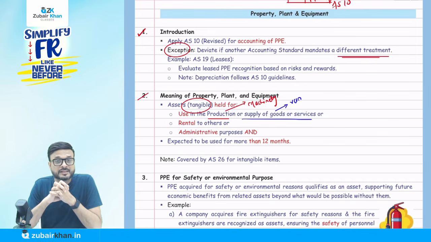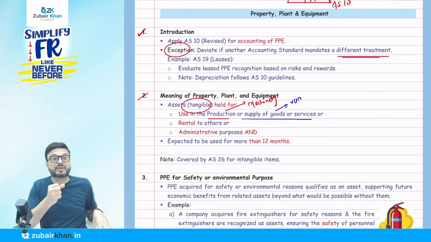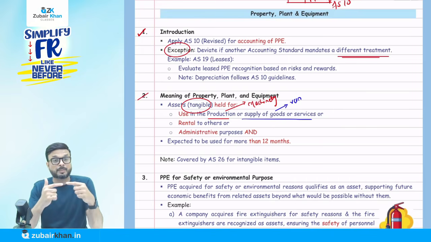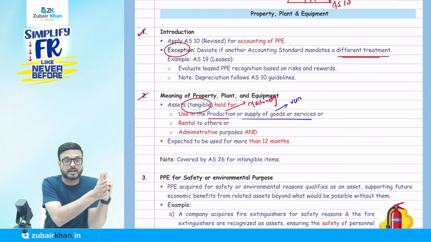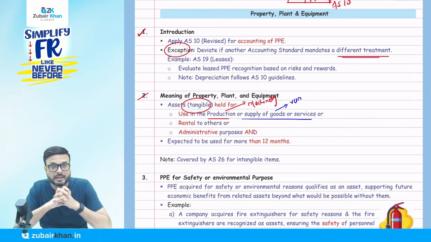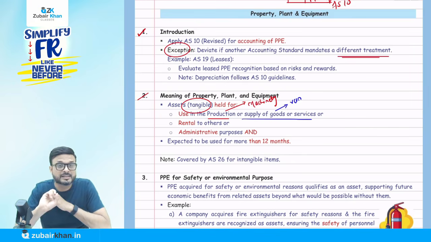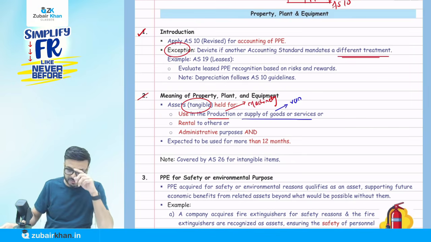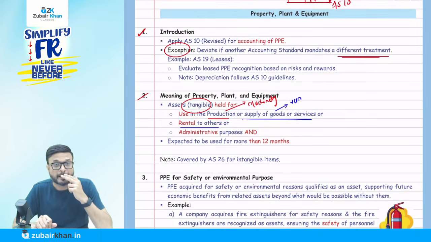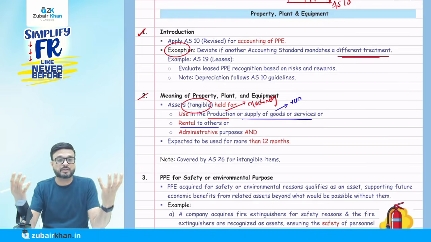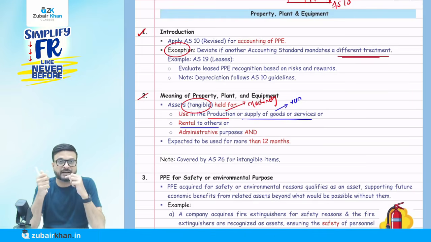So what is the first condition? It should be tangible and held for use in the production, not for the purpose of resale. If something is held for the purpose of resale, then it is dealt with by accounting standard 2, that is inventory. But here we are talking about that which we hold for the purpose of production, supply of goods or services, or rental to others. It might happen, for example, that I have taxis and we are giving them on rent. It's a PPE, for the service provider.